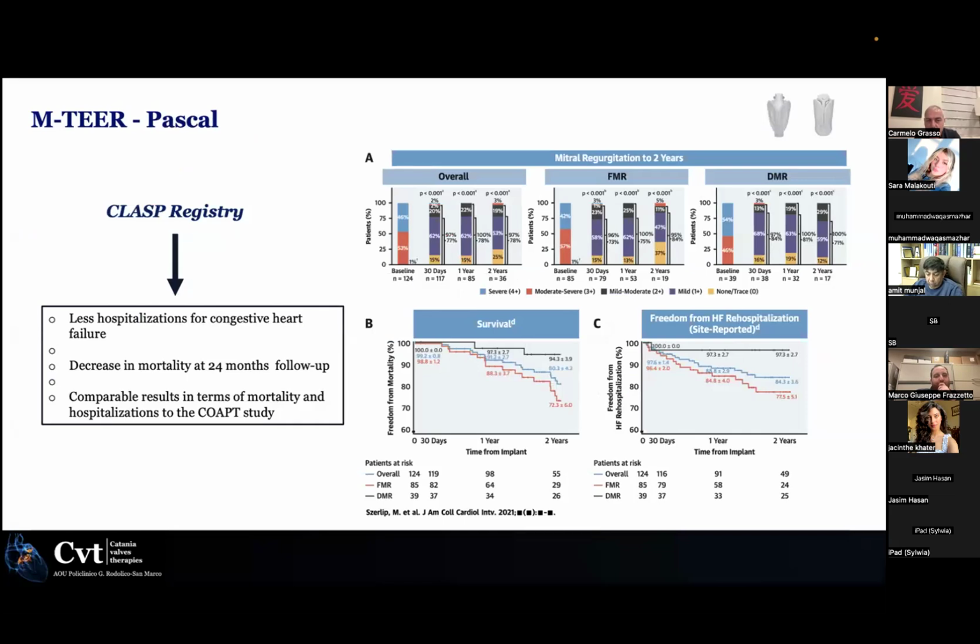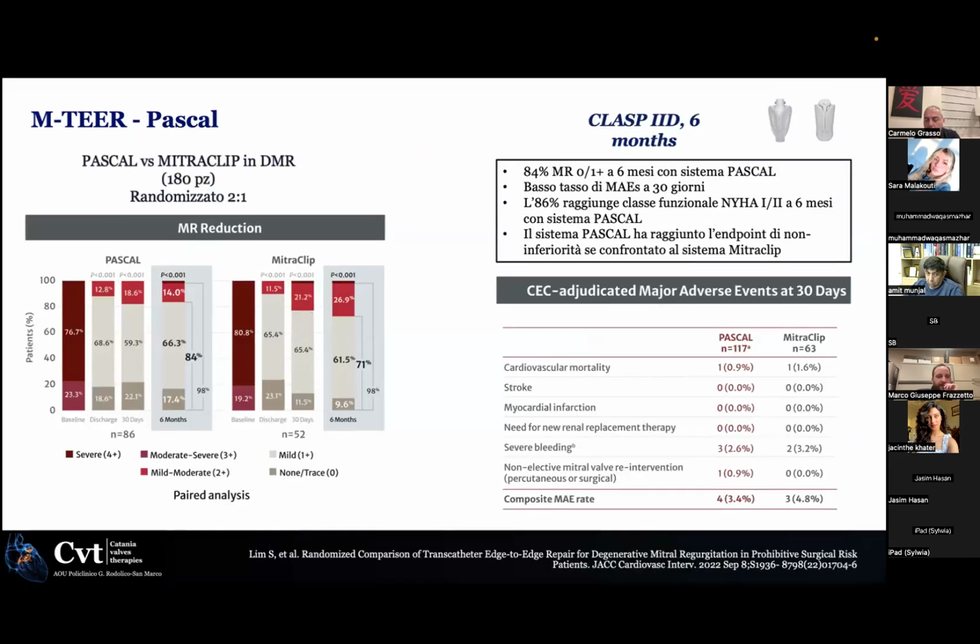This is the CLASP registry. It was the first registry made with the Pascal system, in which we have functional mitral regurgitation patients and degenerative mitral regurgitation patients. And it demonstrates fewer hospitalizations for congestive heart failure, and a decrease in mortality at 2 years of follow-up. And it was comparable results with the COAPT trial.